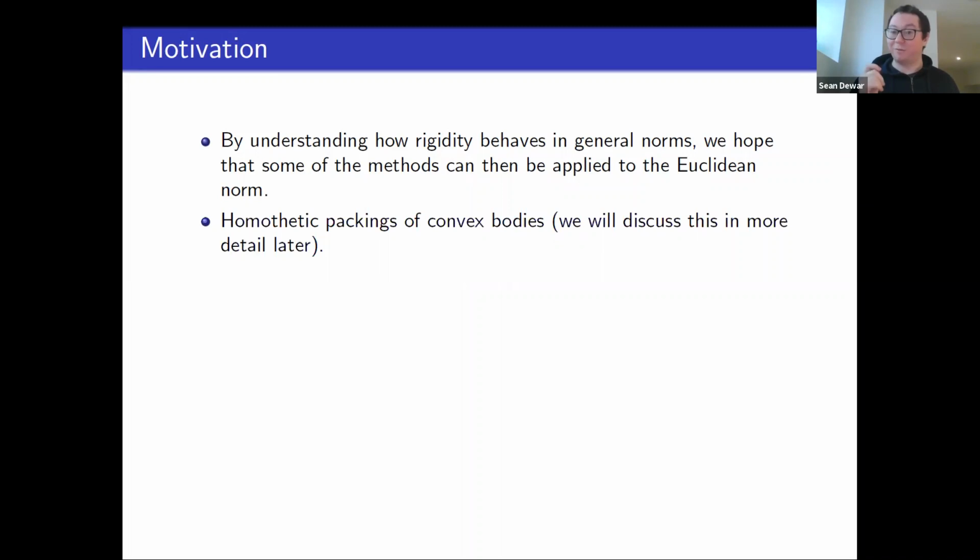Another idea, which I'll hopefully have time to cover at the end, is packings. So like circle packings, but in this case, we'll be doing the one level up generalization. So there's homothetic packings of convex bodies. Homothetic just means you can translate it and you can scale it, but you can't rotate it. And that's the next level up of generalization from a circle packing. We'll hopefully have time to discuss that more.